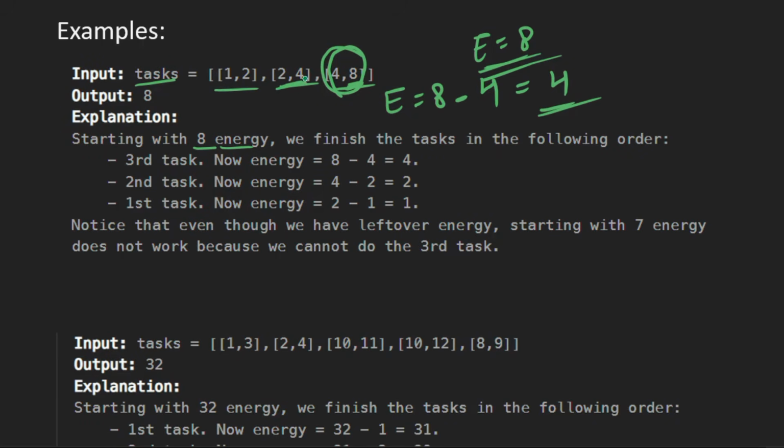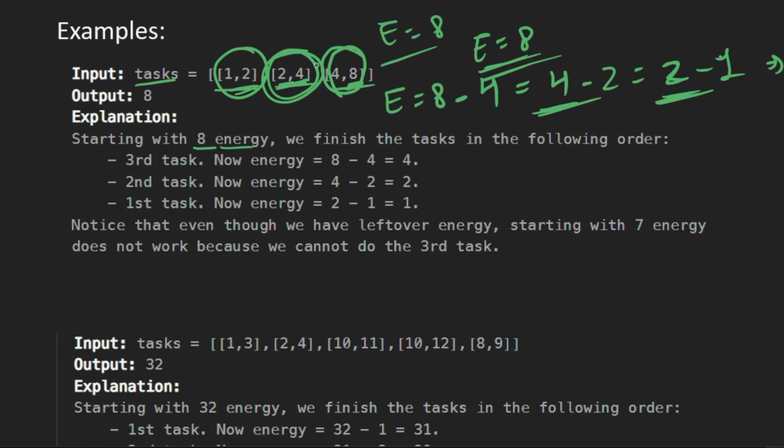Now let's execute this task. How much energy does it require? 4. And how much do we have? 4. When we complete this task, it requires 2, so 4 minus 2 is 2. So we are left with energy 2. How much does this task require? It requires 2, and we also have 2. It requires 1, so we are left with 1. So with energy equal to 8, we have executed all three tasks.